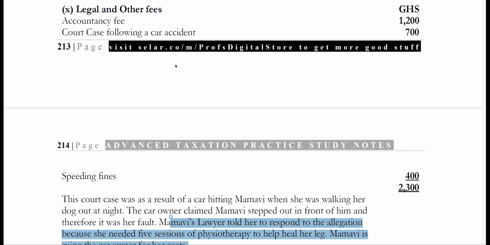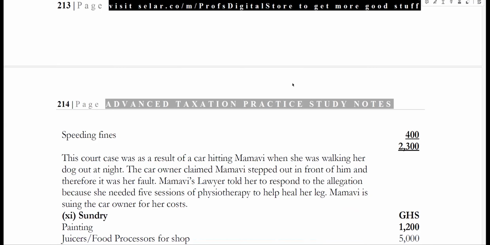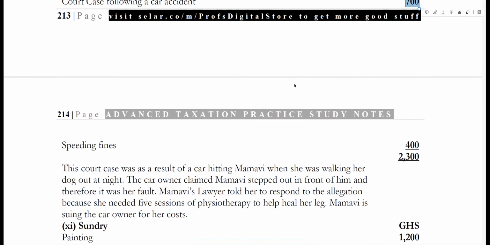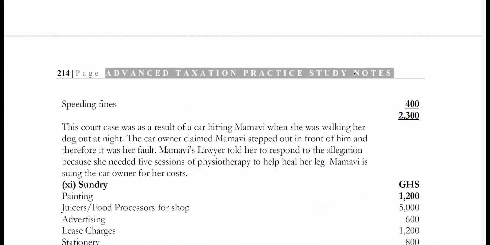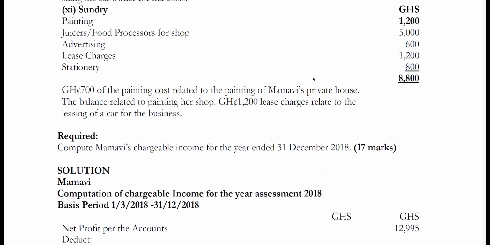So this court case that she went to pay 700 for legal fee. Are we supposed to allow or disallow? Disallowed. No, Mamavi's fault now. It has nothing to do with business. They are not fair.